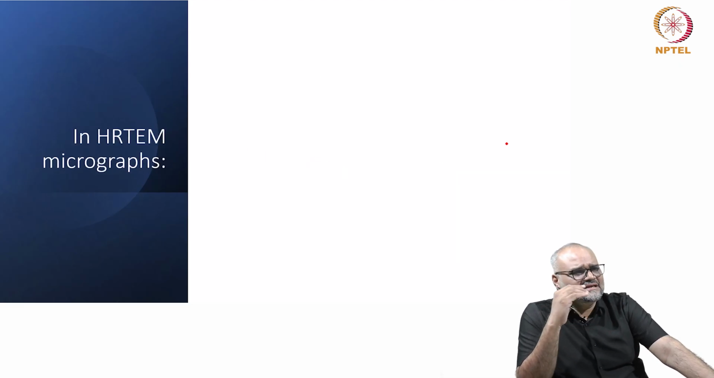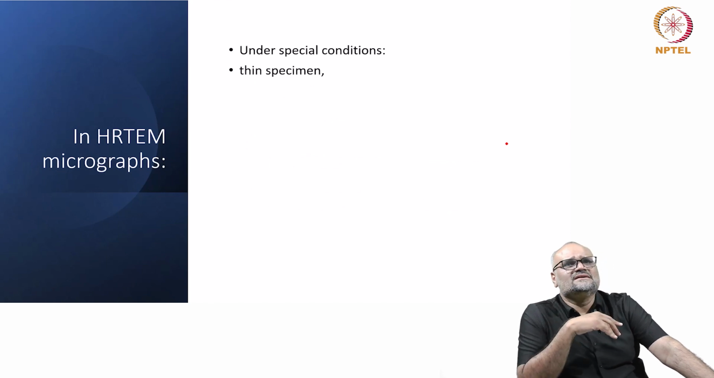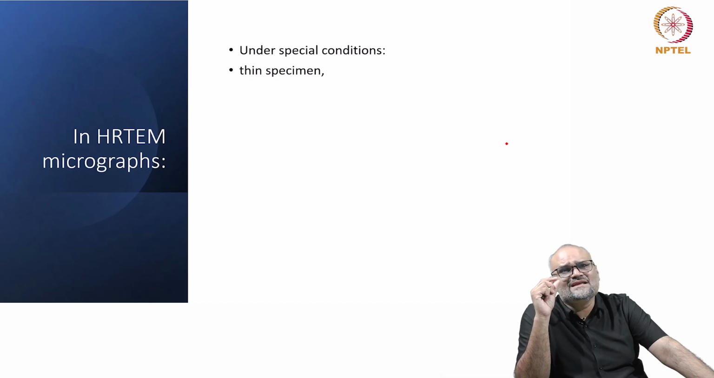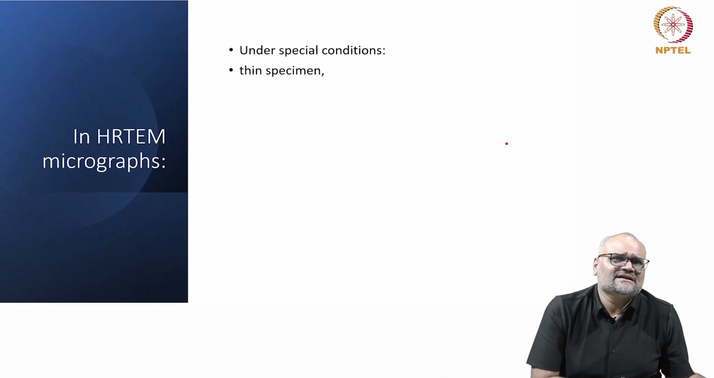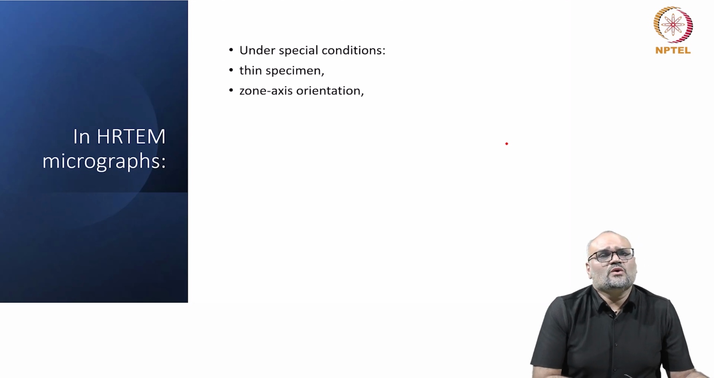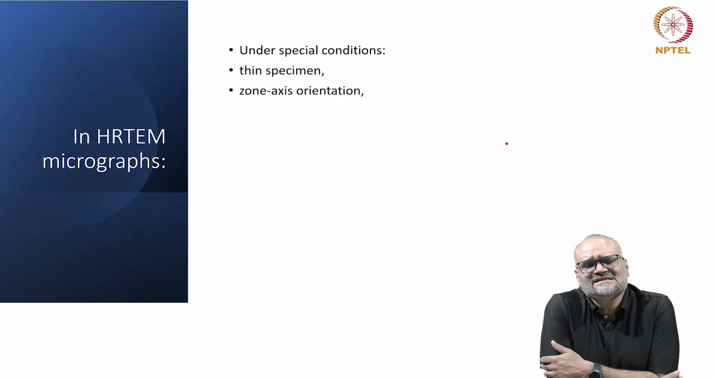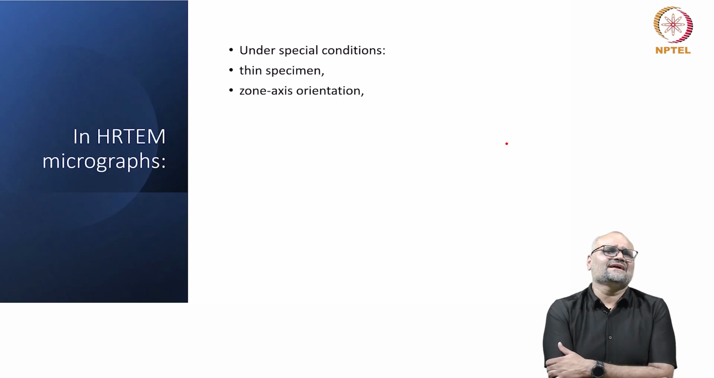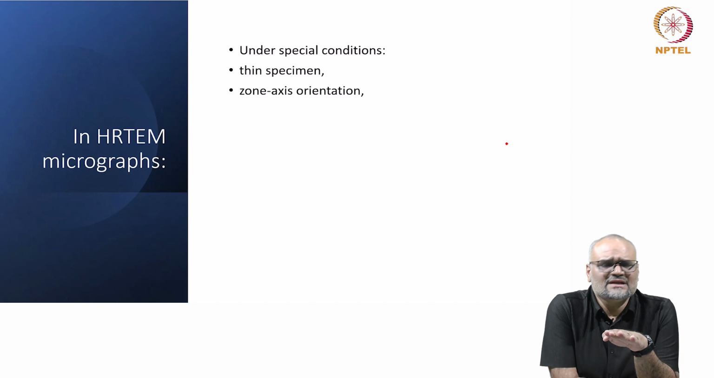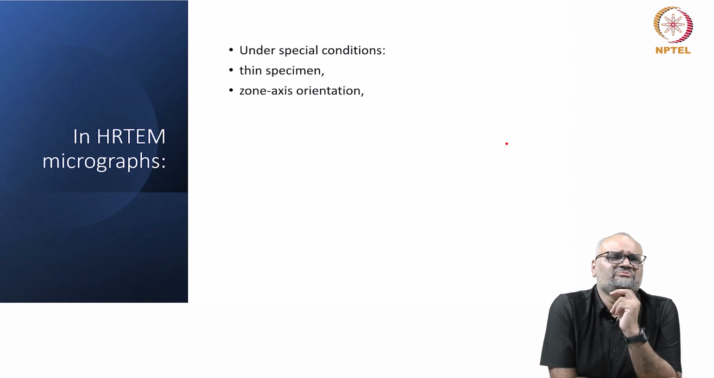So in an HREM micrograph, under special conditions, you should have a very thin specimen, because most of the ideas which are introduced were based on the weak phase object approximation. When you orient the specimen exactly along the zone axis, in fact, when I was explaining the recording of diffraction patterns, I have shown you that you may have more than one bright central spot. This actually happens when your orientation along the zone axis is not perfect.